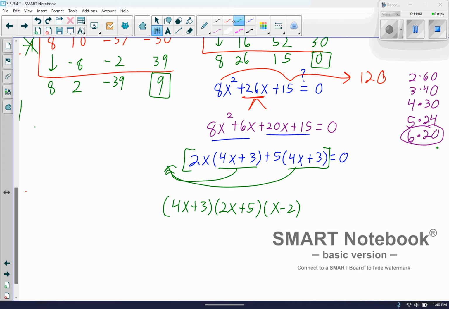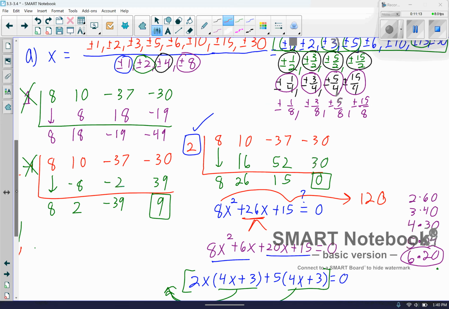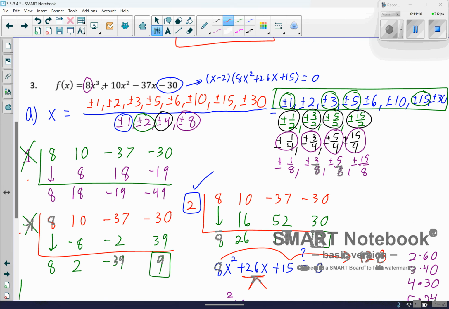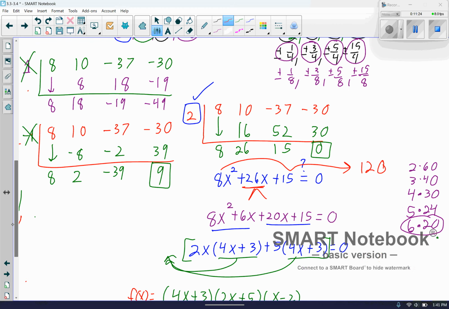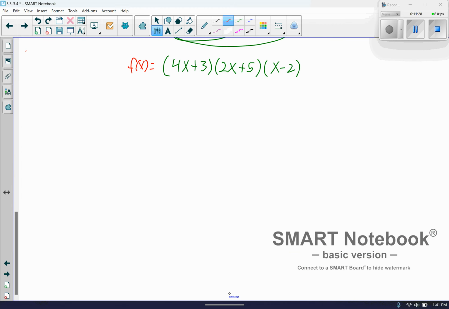So this is equivalent to the original function that we had up there, but it just wasn't in factored form. If you were to multiply those three factors together, that's equivalent to 8x cubed plus 10x squared minus 37x minus 30. If you don't believe me, you can go ahead and do it for fun. But what I want to do is finish this off and find all my solutions.